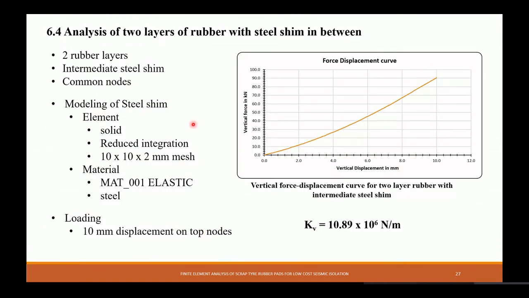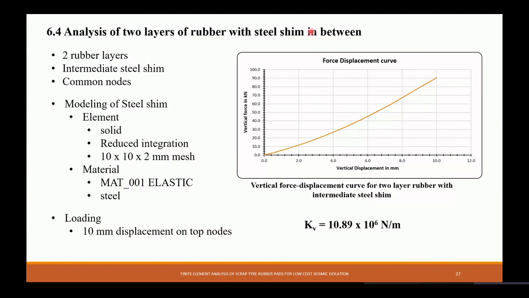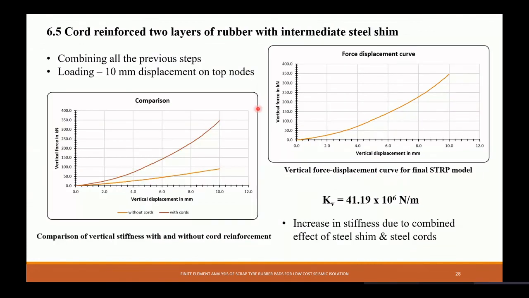Okay, so the analysis of 2 layers of rubber with steel shim in between was performed and the results were compared. So if you look at it here, the vertical stiffness comes out to be 10.89 into 10 to the power 6. Okay, however, when we introduce steel shim in between with and without cords, if you look at it, the lower one is without cord and the upper one is with cord. The vertical force deformation curve is shown here.